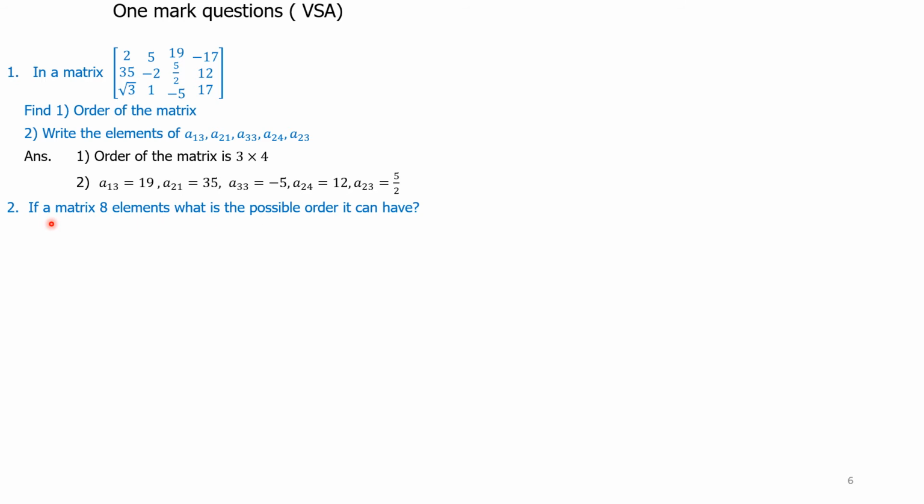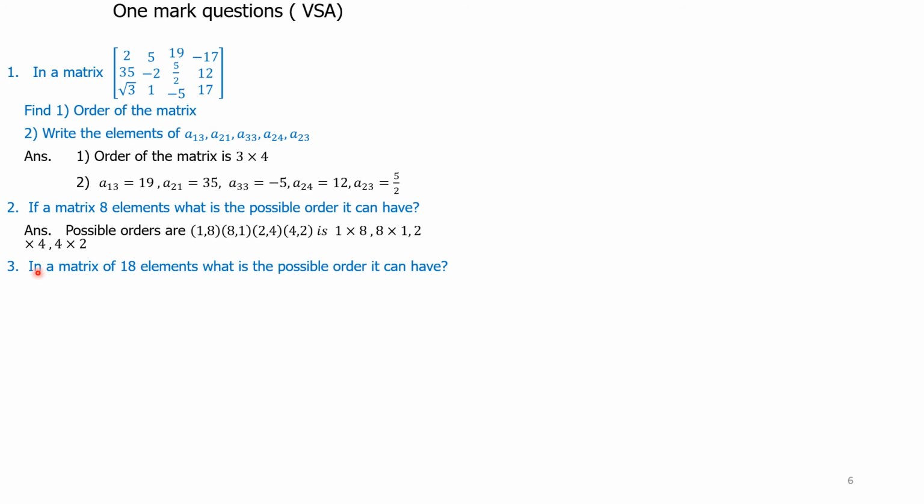Question number 2. If a matrix has 8 elements, what are the possible orders it can have? The possible orders are 1 by 8, 8 by 1, 2 by 4 and 4 by 2. That is, the multiplying factors of 8 are to be written: 1 into 8, 8 into 1, 2 into 4 and 4 into 2.